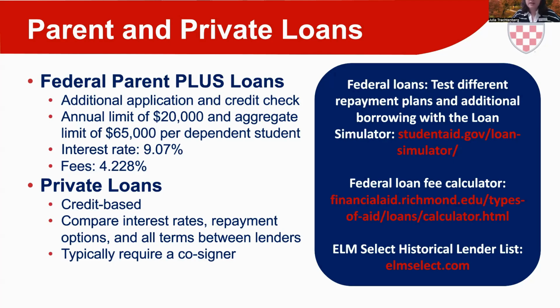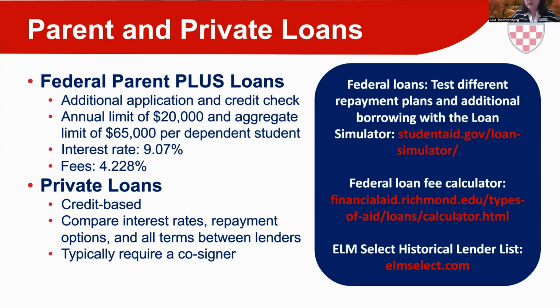There is an annual limit of $20,000 per year for each student, and then an aggregate limit of $65,000 per student. If you did the quick math there, $20,000 for 4 years would come out to $80,000, which would be above the aggregate limit. So something to be aware of if you do plan on using Parent Plus loans is that you cannot borrow the $20,000 annual maximum every year. You will hit that $65,000 limit if you try to do that each year.